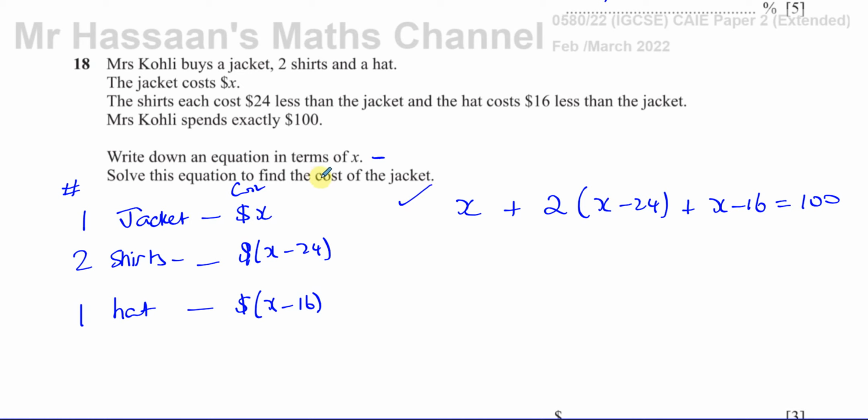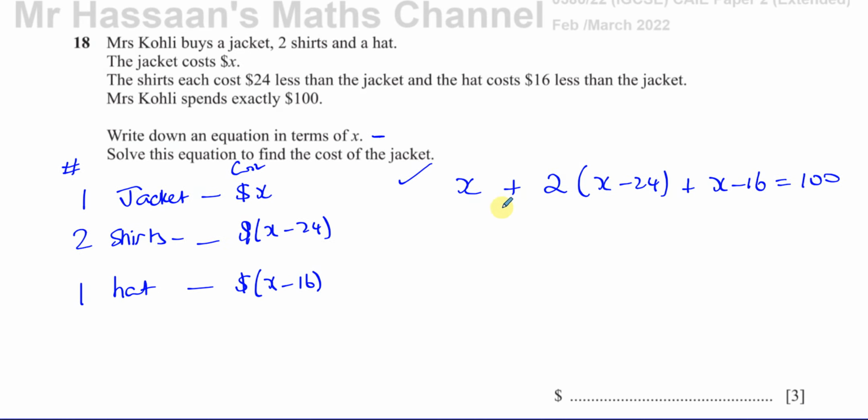Now we've got to solve this equation to find the cost of the jacket. The cost of the jacket is X, so when we find what X is, we have answered the question. First of all, I can add these together: X plus X minus 16, so I have 2X minus 16 plus, and I'm going to expand this bracket, so I'll have 2X minus 48 equals 100.